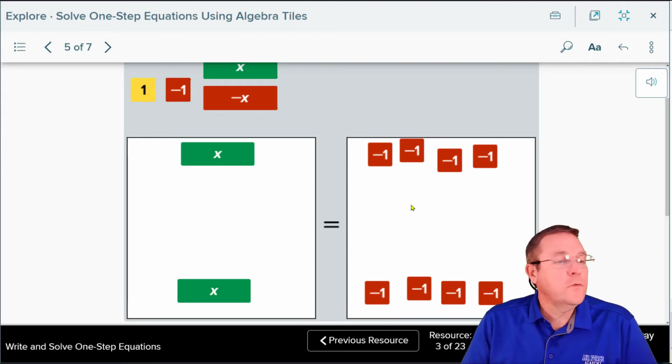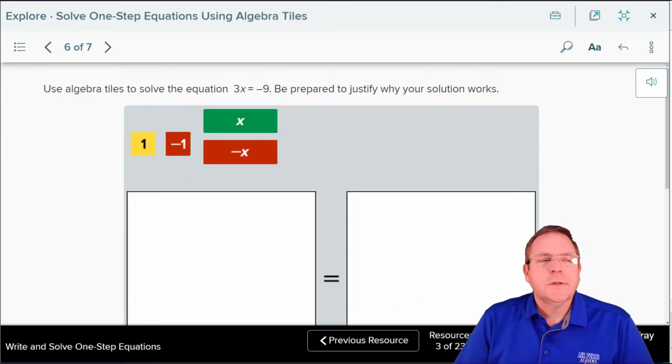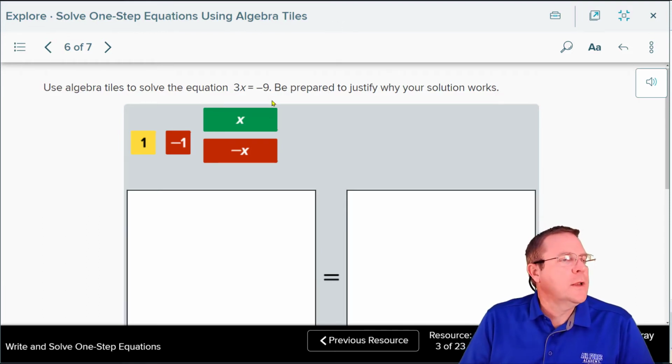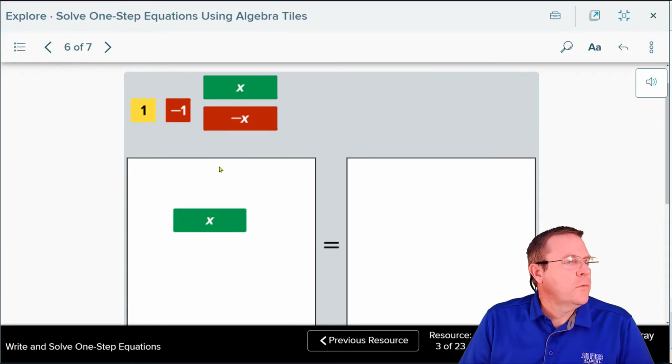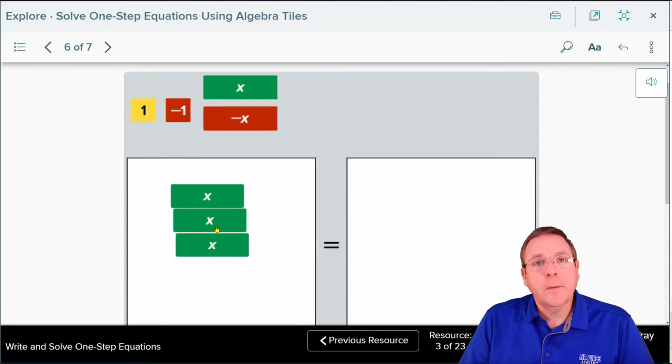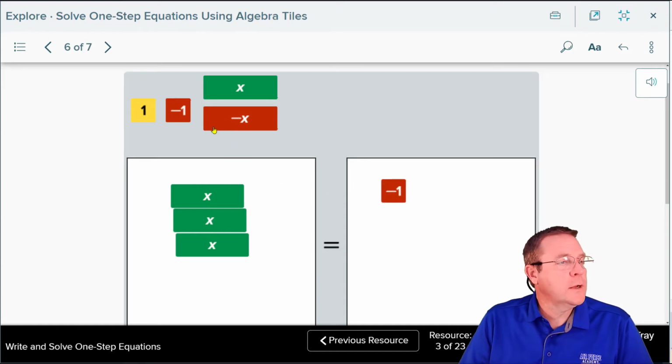Stuff really is pretty simple when you look at it with algebra tiles. Now the next equation they want us to build, and they say 3x is equal to negative 9. So we're going to start off with 1, 2, 3 x's, and then we're going to drop in a whole bunch of negative 1s to equal negative 9.